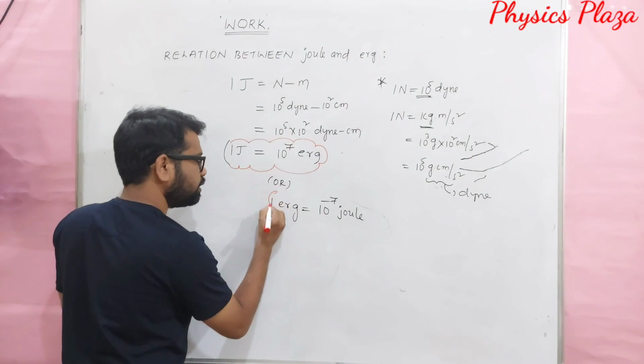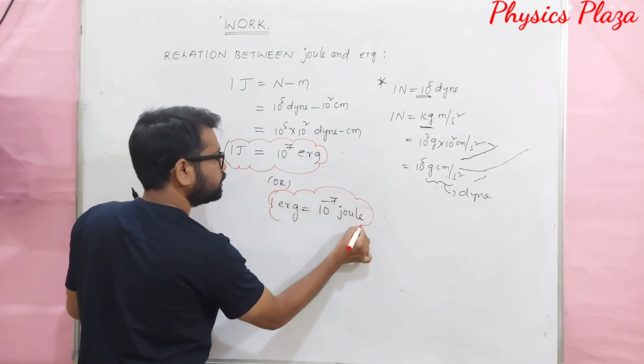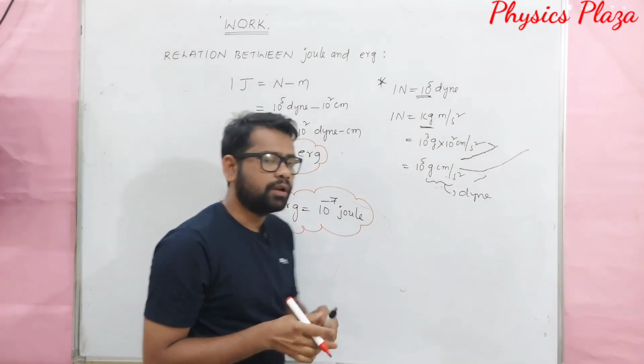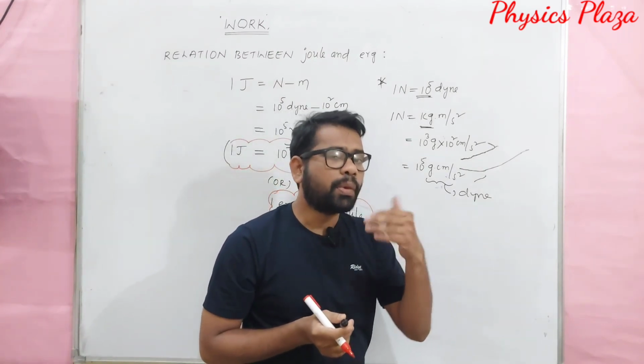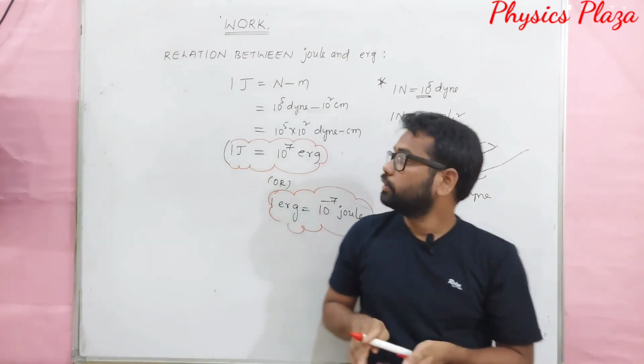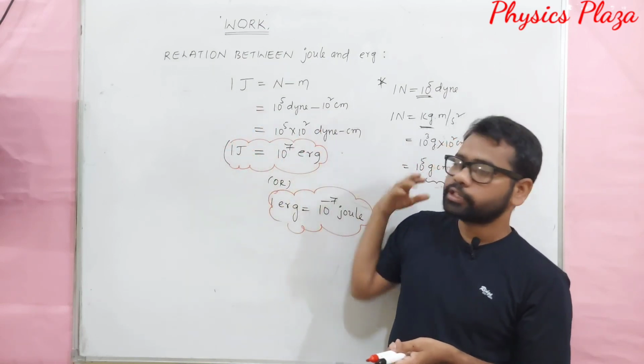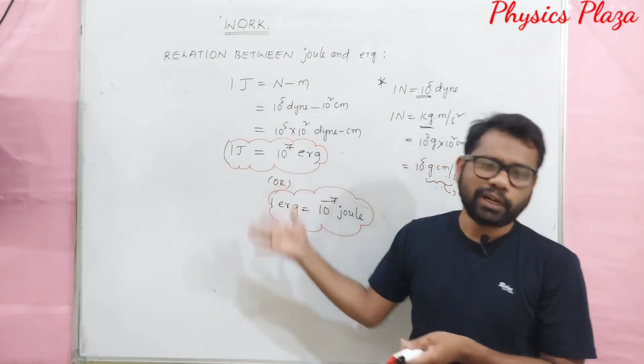Children, this is how actually joule is related to the erg. You can write 1 joule is equal to 10 power 7 erg, or even we can write 1 erg is equal to 10 power minus 7 joule. Okay, children, this is work done and the work formula, what is a joule, what is the erg, and how they are related.